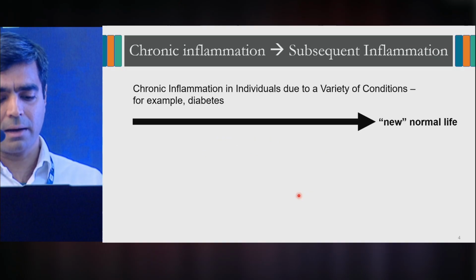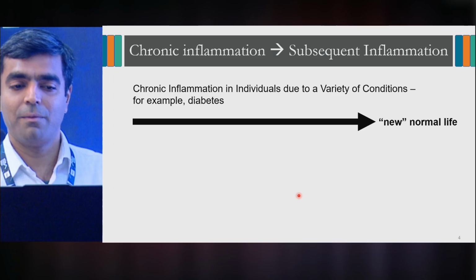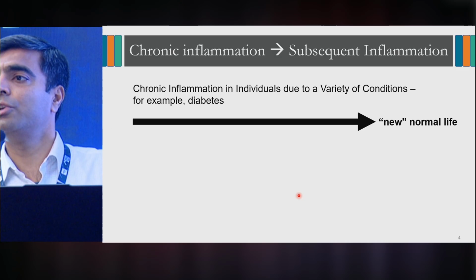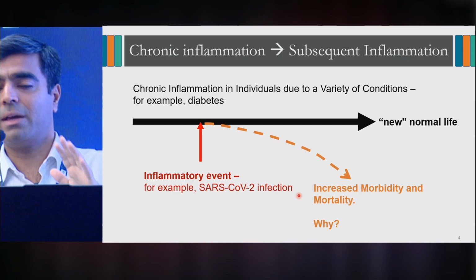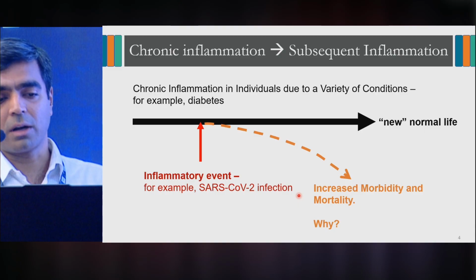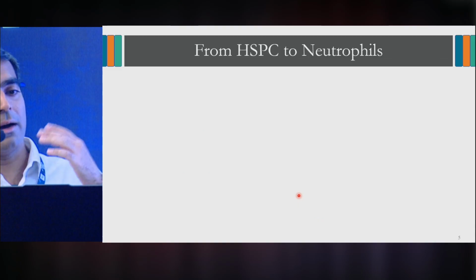We went back to this general idea that we think of as an engineer. With chronic inflammation or with diseases such as diabetes, you live a new normal life. But if you now add a serious inflammatory event, you have increased morbidity and mortality. Can we do this in a mouse model? For this, we chose to use a type 2 diabetic mouse model.